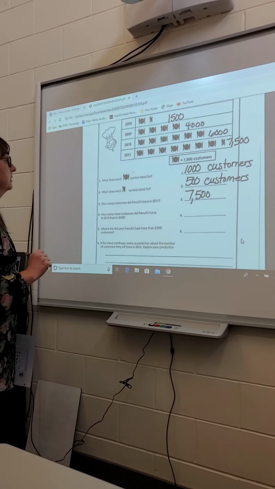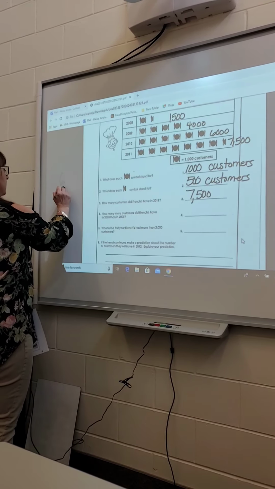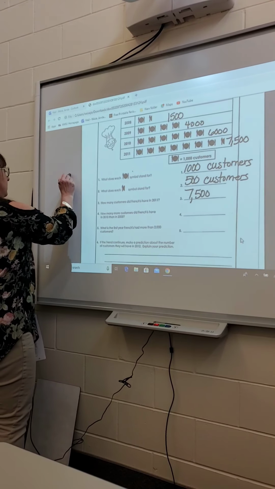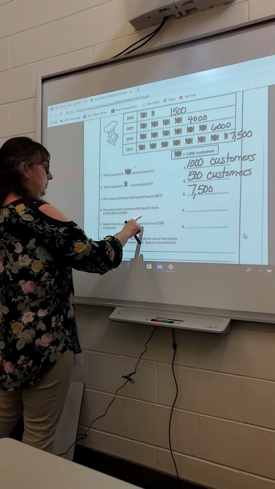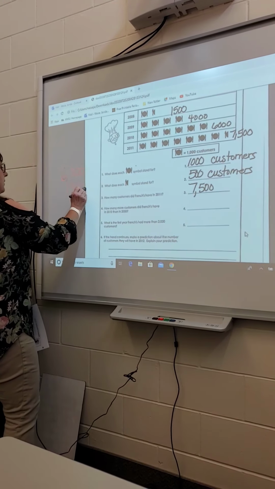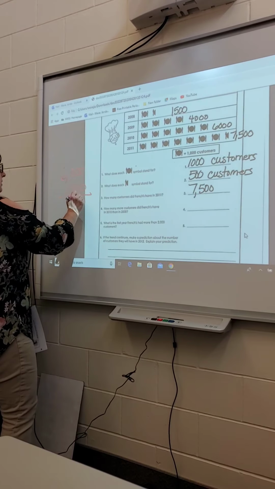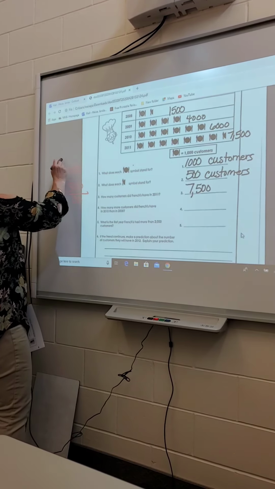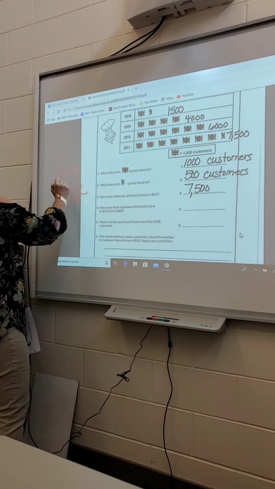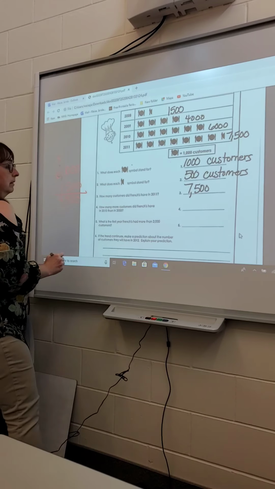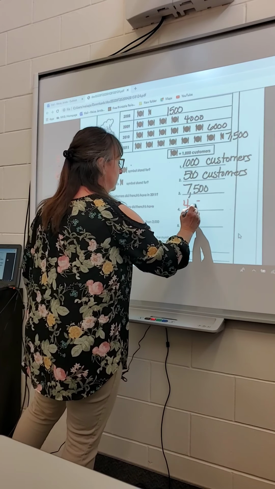And how many more customers did French's have in 2010 than in 2008? Well, here we go, some subtracting. 2010 was 6,000. 2008 was 1,500. 0 minus 0 is 0. 0 minus 0 is 0. I can't subtract 5 from a 0, so I borrow. 10 minus 5 is 5. 5 minus 1 is 4. 4,500.